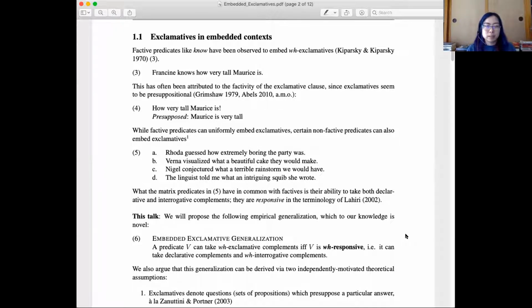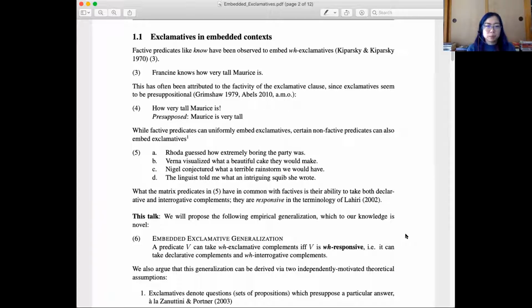And while factive predicates can uniformly embed exclamatives, certain non-factive predicates can also embed exclamatives, as we see in 5, for instance, in Rhoda guessed how extremely boring the party was. And what the matrix predicates in 5 have in common with factives is that they can take both declarative and interrogative complements. That is, they are responsive, to use the terminology of Lahiri.